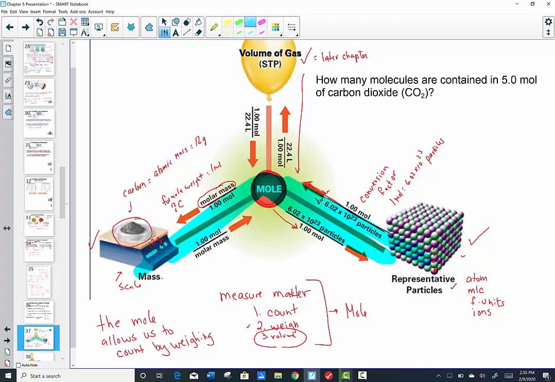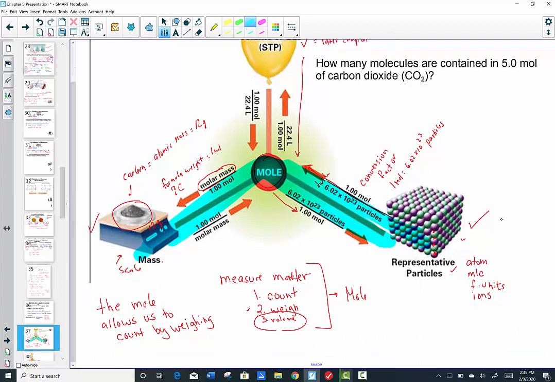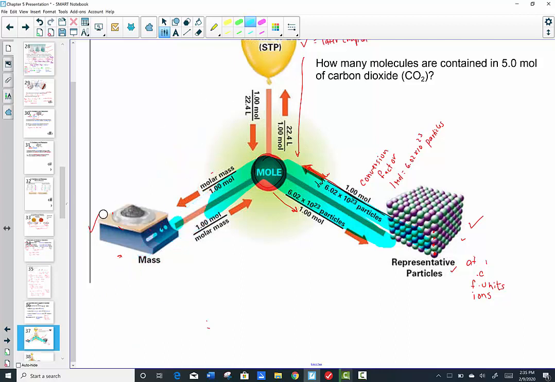All right, so all of that kind of working up to this very first sample question. How many molecules are contained in 5 moles of carbon dioxide? Let me give myself some room to clean up this page.